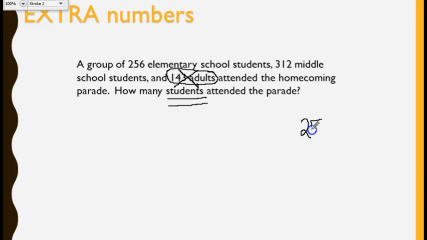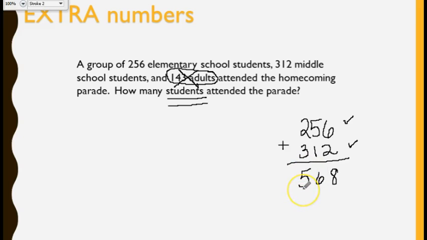So you would simply take the two numbers, 256 elementary school students and 312 middle school students, and we are going to be adding them because they want to know the whole. So we know the part, and we know the part. Now we want to find the whole. So we're going to be adding those. And there would be 568 students altogether.